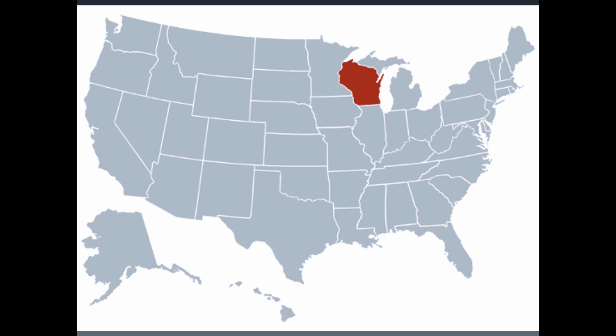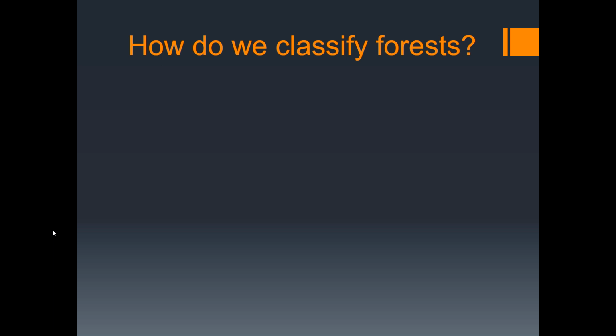For a little context, there's Wisconsin. It's in the upper Midwest of the US, along some of the Great Lakes. Climate's similar to parts of Ontario. First off, let's think about what we can use to classify forests.